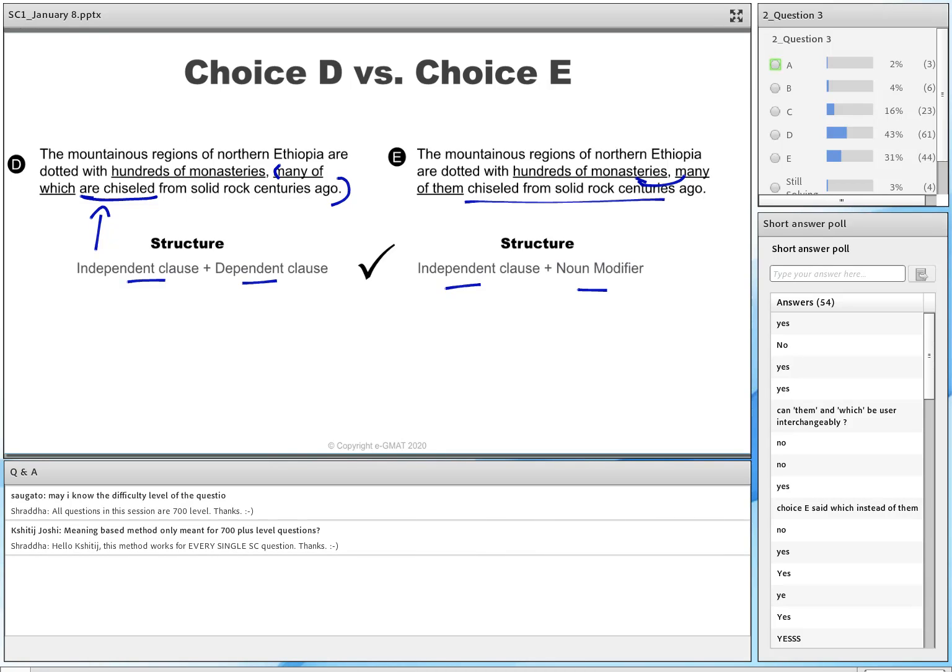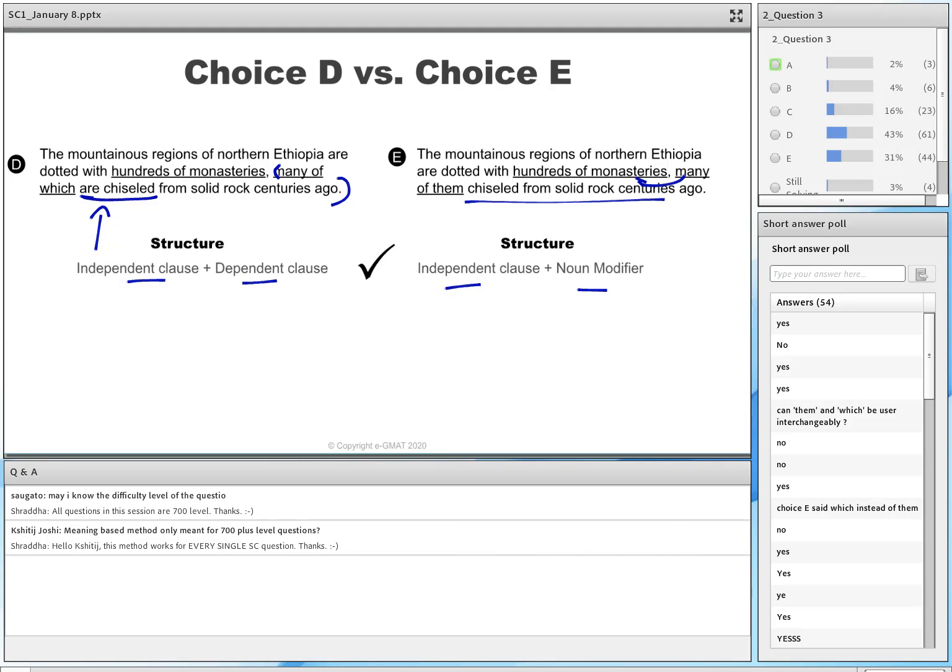Choice E is a pure modifier, many of them chiseled from solid rock centuries ago. No tension of contextually correct verb matching with centuries ago and so on and so forth. And simple thing, the modifier that appeared right in the beginning of the sentence, in the original sentence, we just lifted it up and placed it right after monasteries because that is what it should be talking about, right? So can them and which be used interchangeably?